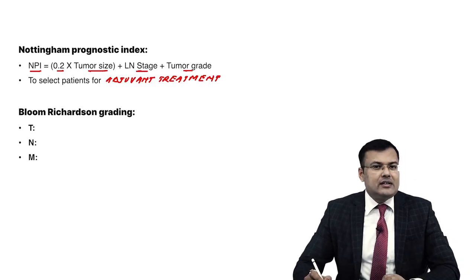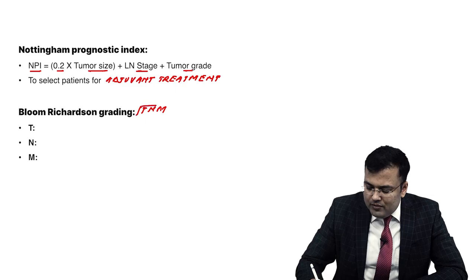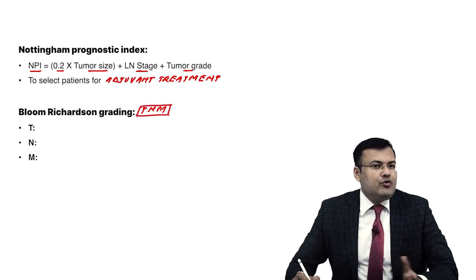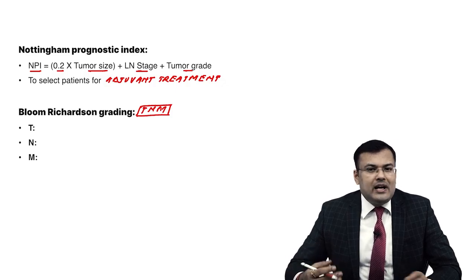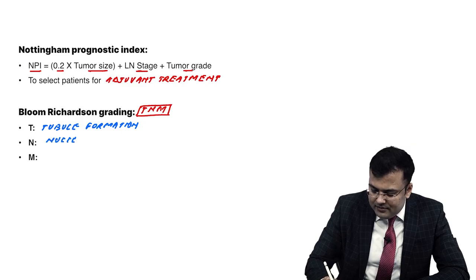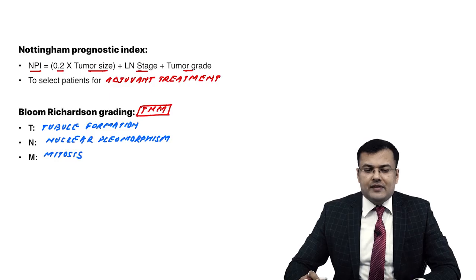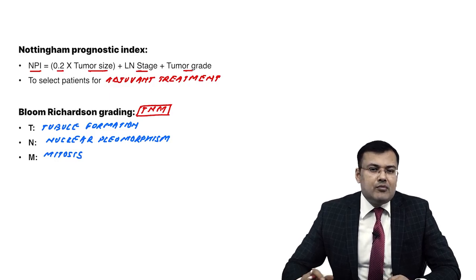There is another question, that's Bloom-Richardson grading, and how to remember it. The mnemonic is TNM. T means tubule formation, N means nuclear pleomorphism, M means mitosis. So this is Bloom-Richardson grading.